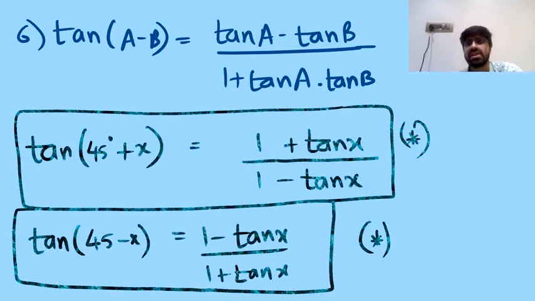So ultimately 1 plus tan x upon 1 minus tan x, we just saw with the derivation, will be tan 45 plus x, and 1 minus tan x upon 1 plus tan x will be tan of 45 minus x. Let's go ahead with two more modifications, and this time the formula we are looking at is for an expression of the type sine a plus b into sine of a minus b.